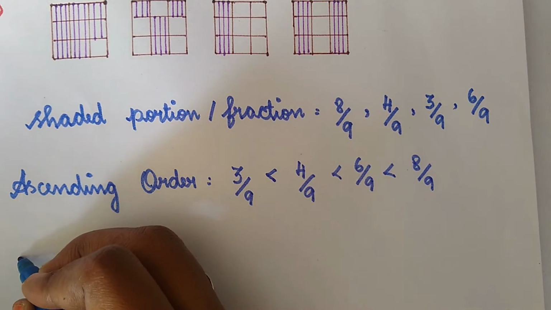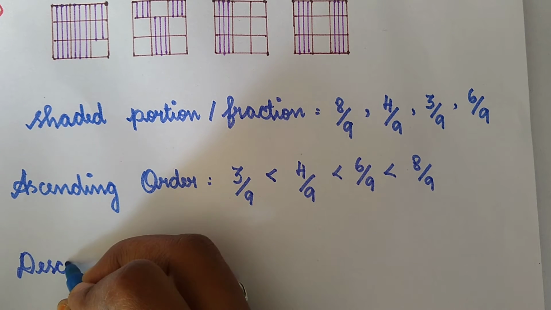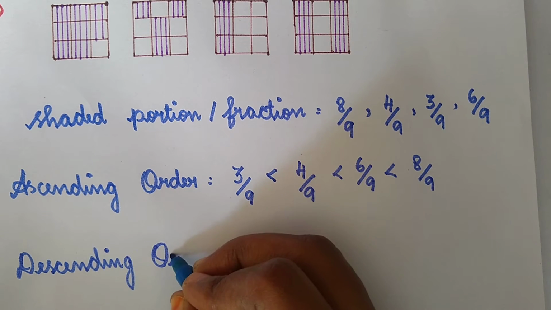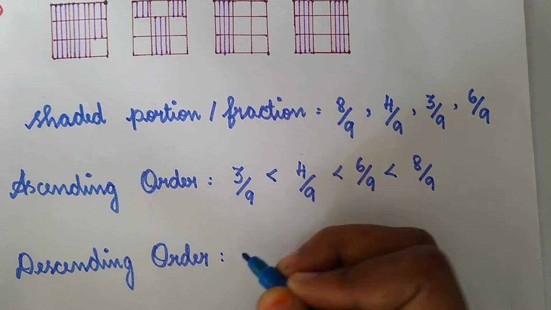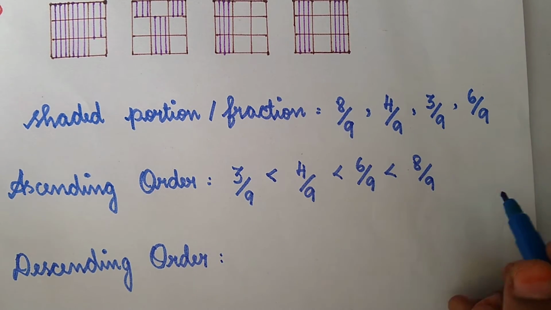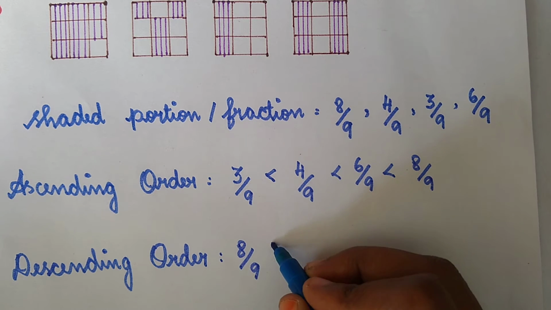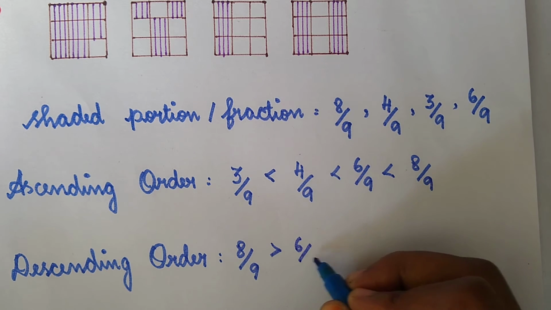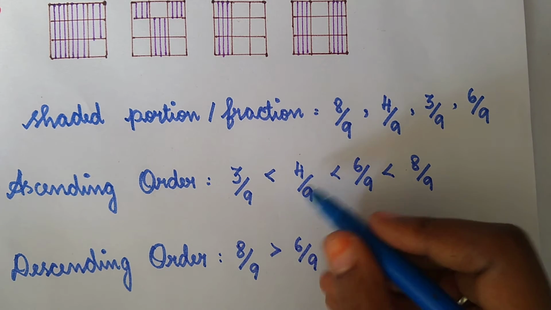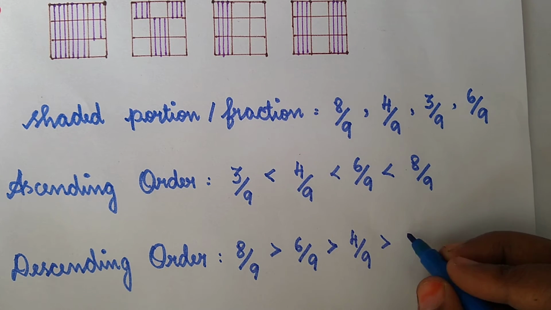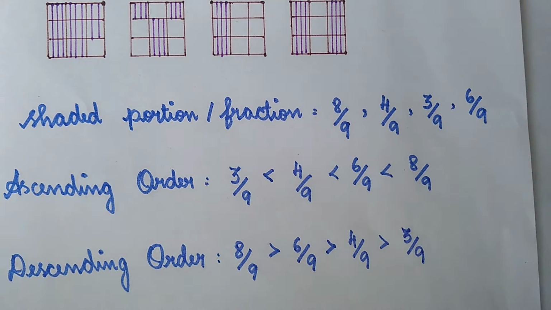Next we have to arrange in descending order. Descending order is the opposite of ascending order, so we can write it in reverse. 8 by 9 is greater than 6 by 9, greater than 4 by 9, greater than 3 by 9. Are you clear? Okay, the first sum is over. Next we have to move to the second sum.